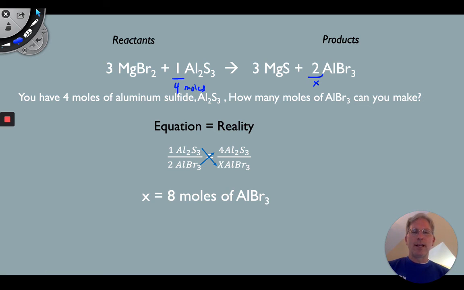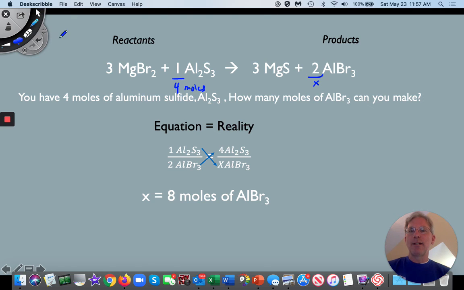Or if you wanted to set it up like I have in the past, 1 over 4 equals 2 over X. Cross multiplying gives you X equals 8. And we are all done.